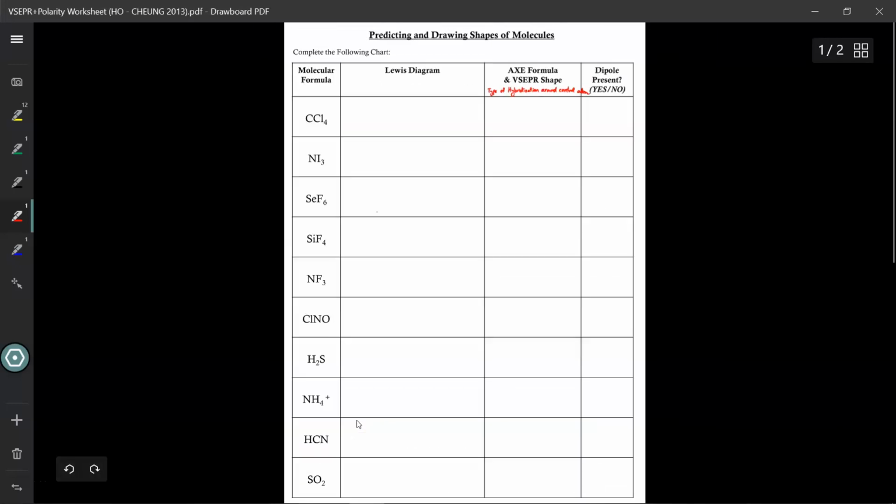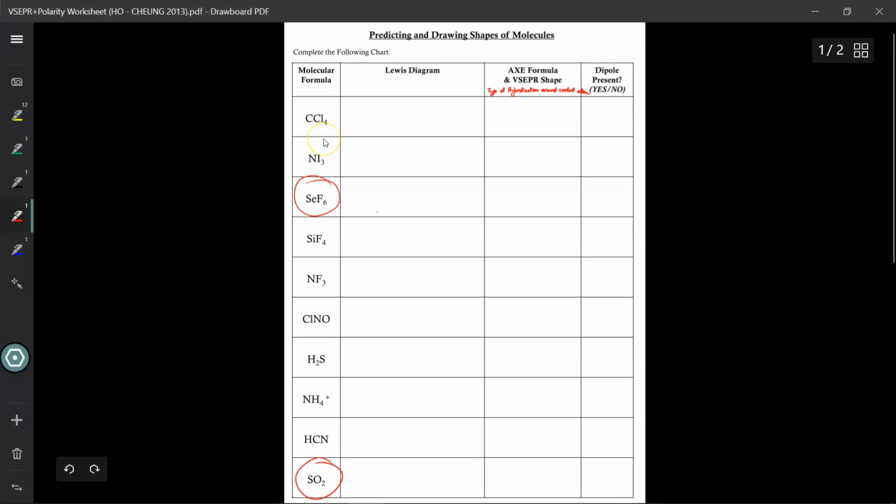All right. So give this a try. The only ones you might have difficulties with are probably SeF6 and also SO2. You can leave those ones out for now. We'll wait until later in the video to address those two. All right, so pause the video and then we'll go over the answers together once you are ready.